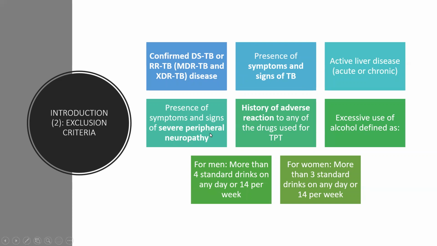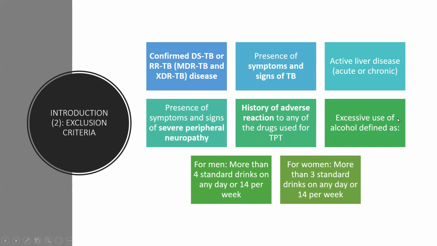These are the patients with numbness, tingling sensation that the patient normally has. The drug that we use for TPT also causes the same problem. So if a patient has signs of this, you wouldn't want to give this patient TPT because of an existing peripheral neuropathy. The other category is the patient with a history of adverse reaction to any drugs used for TPT. So if your patient was previously given TPT and had a reaction to it, you wouldn't want to re-challenge and give it again.